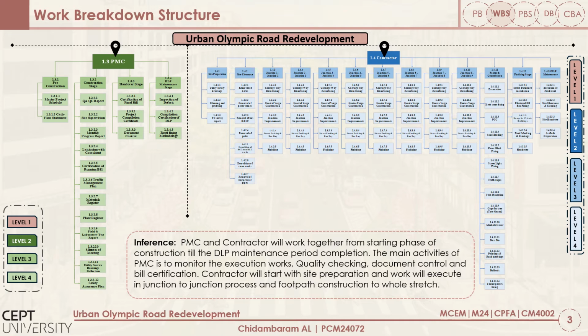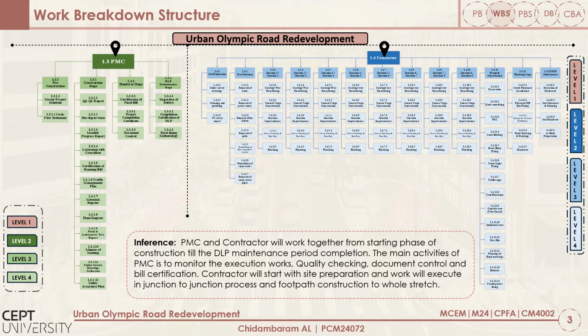The next part of WBS is PMC and the contractor. The roles of PMC and the contractor in the execution phase are outlined here. The PMC supervises the construction quality, documents progress, and certifies the bill, while the contractor manages site preparation and execution of construction tasks junction by junction.